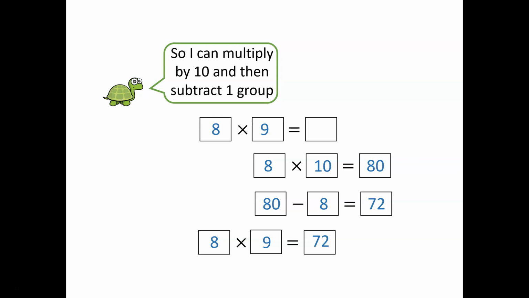Let's have a look at another one. 6 times 9. What will you do first? 6 times 10 is equal to 60. And then subtract one group. So 60 take away 6 is equal to 54. I just found 6 times 9 is equal to 54.